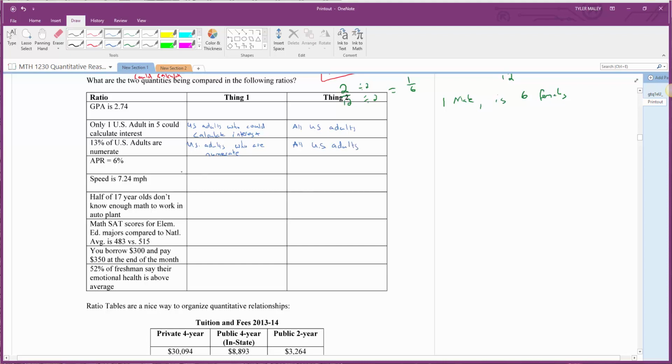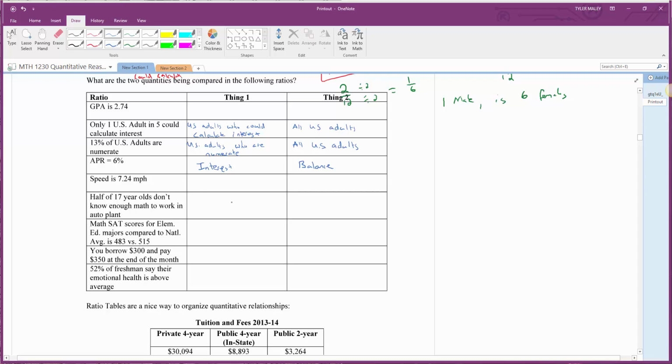So the next we have APR equals 6%, right? So we looked at APR before. If you think about this a minute, what we're comparing for this ratio is interest to the balance, right? So APR is annual percentage rate. So if we take the yearly interest, we compare it to the balance.